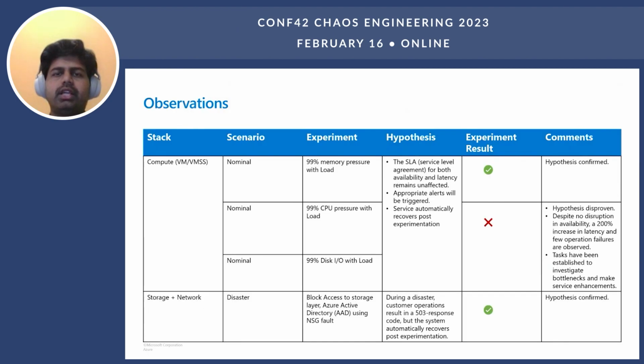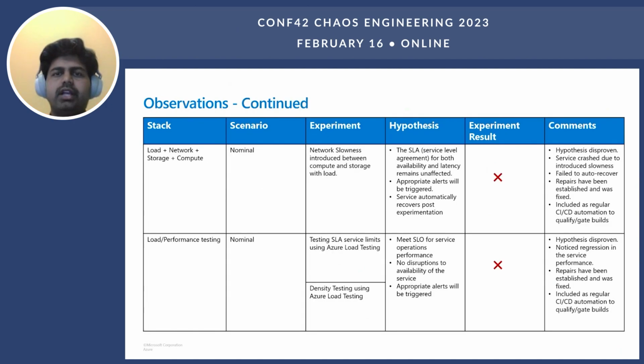Here are a few outcomes of the real Chaos Studio experimentation, where we were able to successfully validate the hypothesis in certain cases, whereas it failed in others. For example, we were able to catch a bug in pre-production by replicating 99% CPU pressure on our fleet. While the latency increase is expected as our service cannot autoscale due to certain hardware requirements, we have seen operation failures, which is not expected. Here, as you can see in the other scenario, the service crashed and failed to auto-recover when we replicated a scenario of slow network packet transmission from compute to storage under heavy traffic.